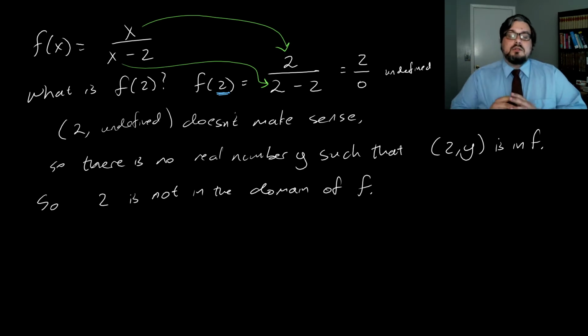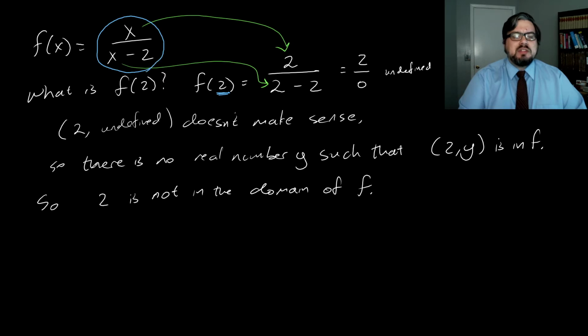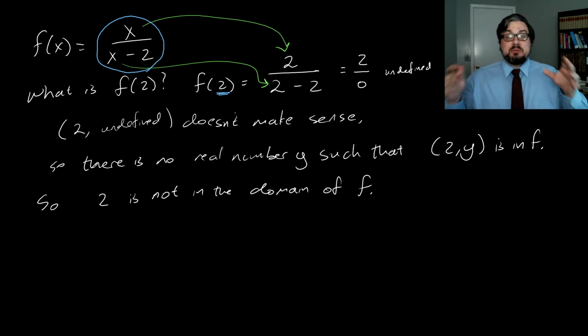Now, 2 is not in the domain of f, but every other real number is. The only way we could make this expression not give us a number when we go to simplify it is for the denominator to wind up being 0. And so if x is any other number, we're fine.